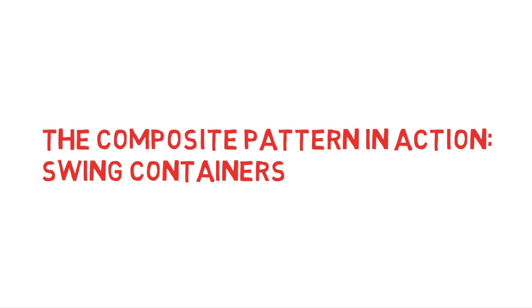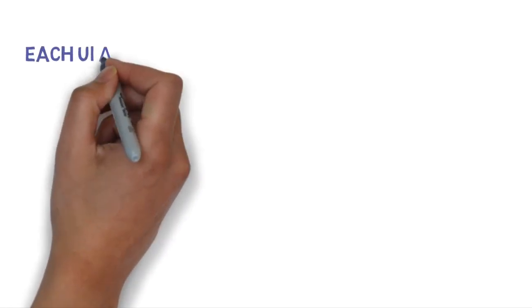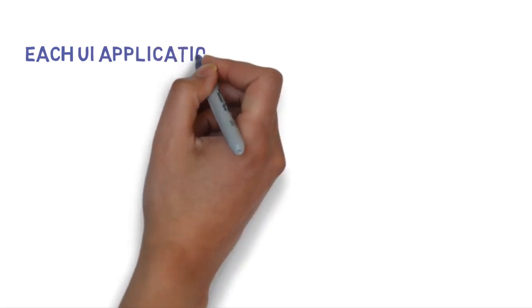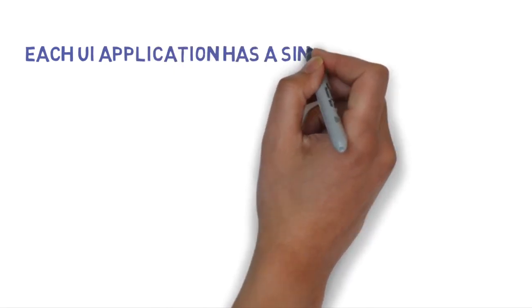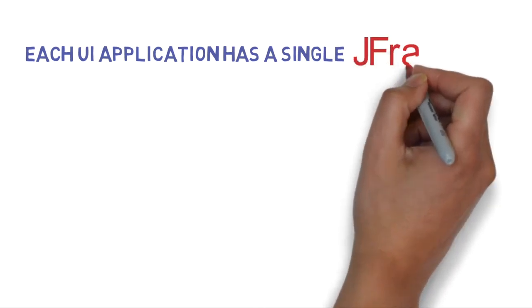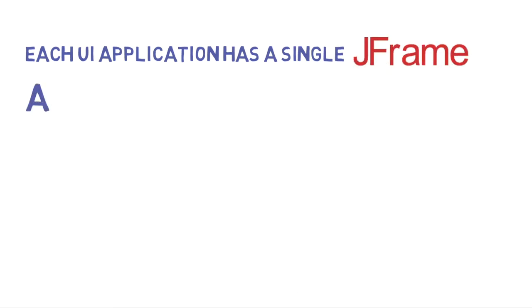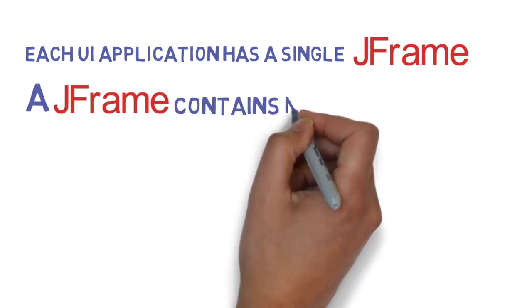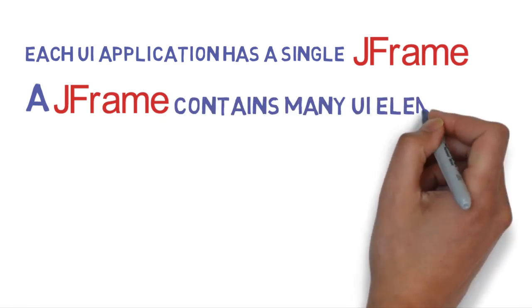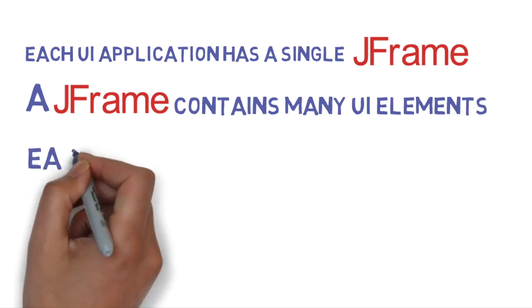UI containers in general and Swing containers specifically epitomize the composite pattern. So it's a good example of how it works. Let's go on and see this. Now, each UI application that you build using Swing has a single JFrame. JFrame is the class which serves as a container for all the UI elements that are present in Swing. So a JFrame can contain many UI elements.